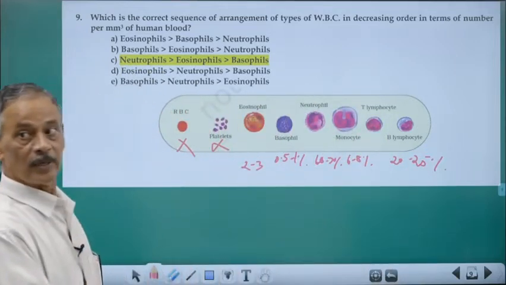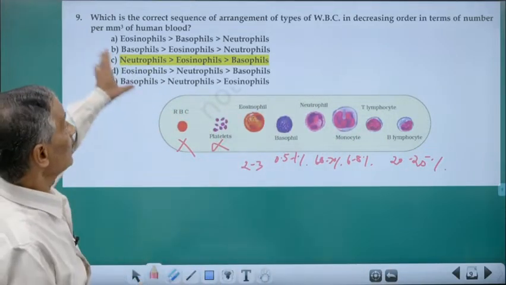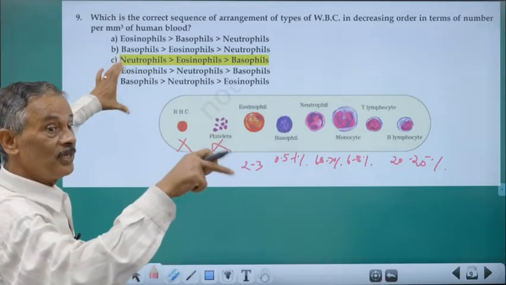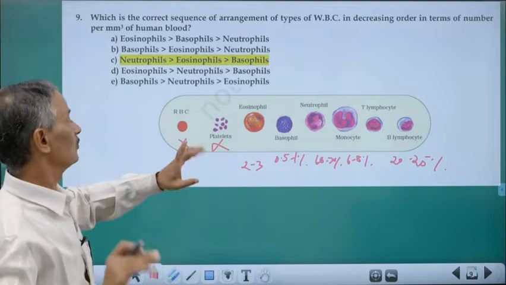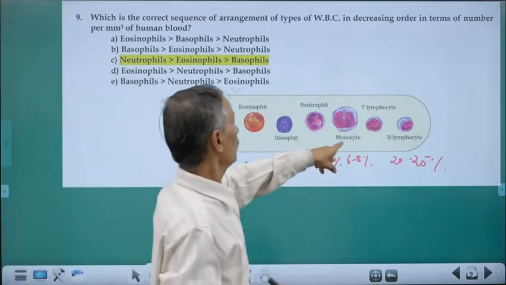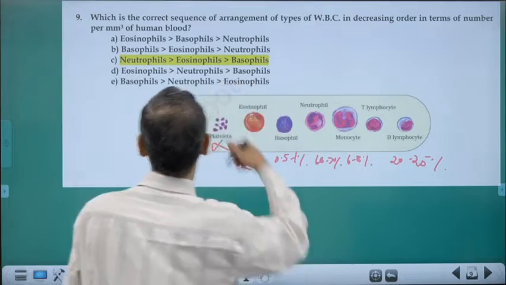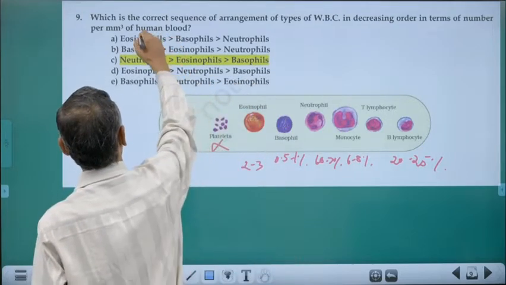We know that. Now arrange them. In what order? In decreasing order. So the first one should be the most abundant one. Which is the most abundant one? Polymorphonuclear neutrophils. So neutrophils are the first one. So you can immediately eliminate all other options.